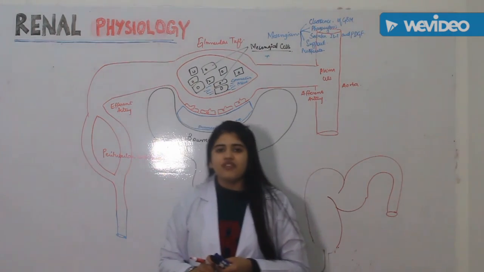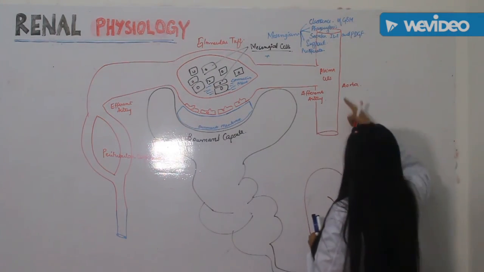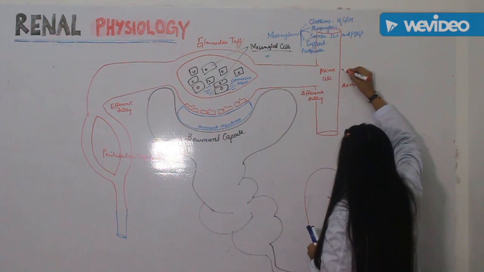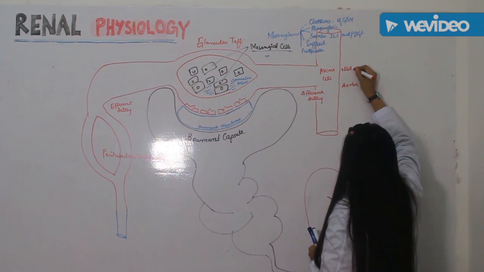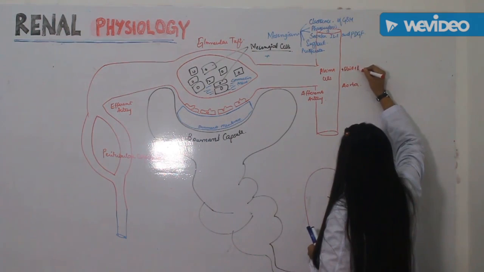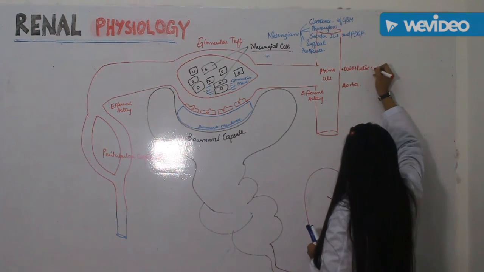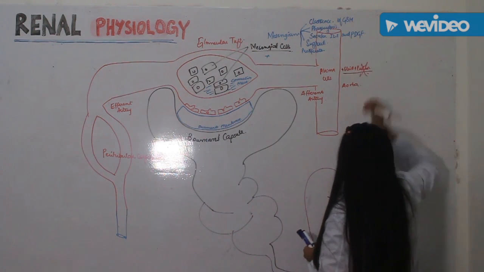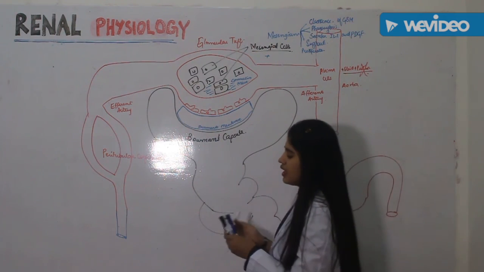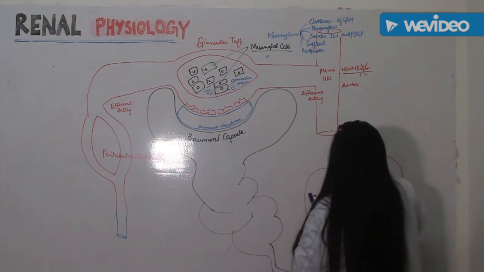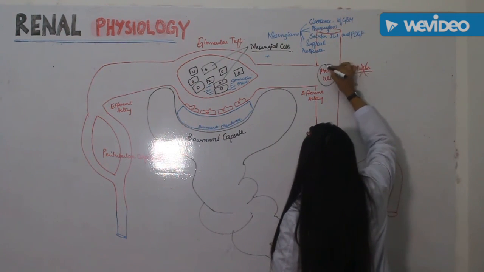Yes, there is a difference: plasma means you have the fluid plus proteins, but interstitial fluid does not have the proteins. So this is one thing. So in the blood we have the plasma and the cells.